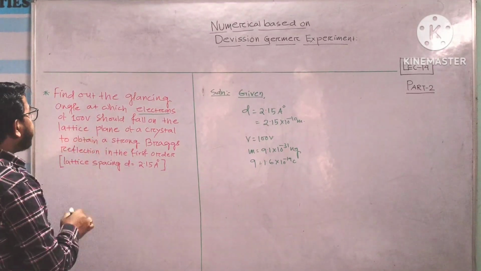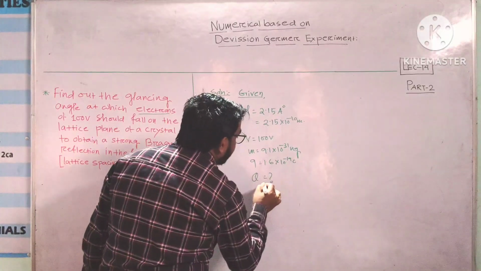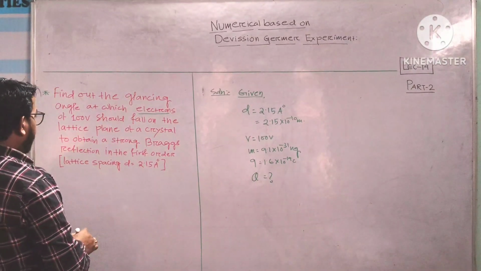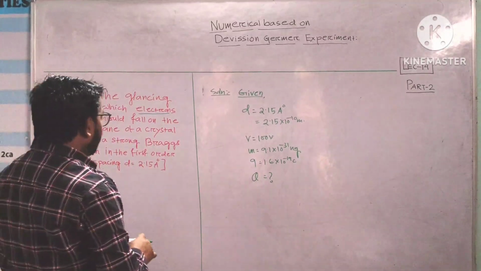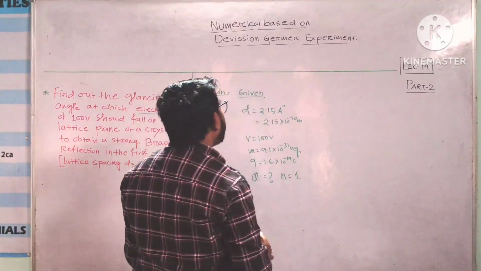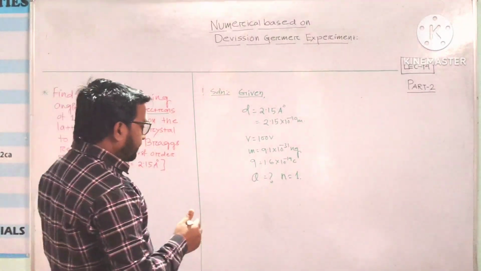Find out the glancing angle. We know that the glancing angle is denoted by theta. Theta equal what? It falls on a lattice plane of a crystal to obtain a strong Bragg's reflection. So for first order, n equal 1. First of all, we are going to find out lambda.